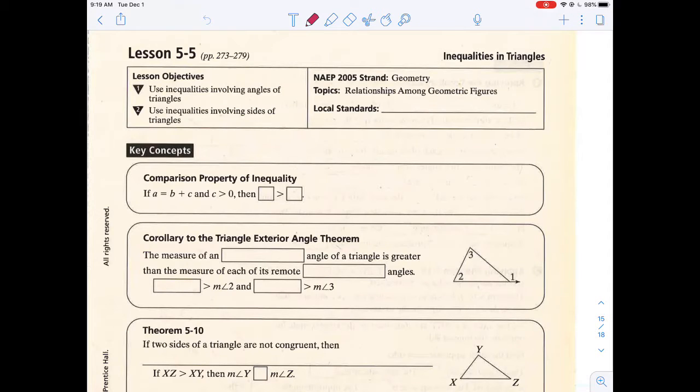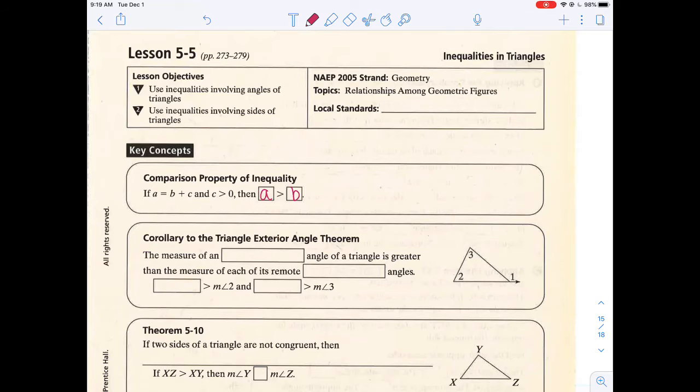Alright, lesson 5.5 is about inequalities in triangles, and our objectives are to use inequalities involving angles of triangles and use inequalities involving sides of triangles. So, key concepts. First is the comparison property of inequality. This says if A equals B plus C and C is greater than 0, then A is greater than B. Because you can't add two numbers that are larger than A and come up with A.